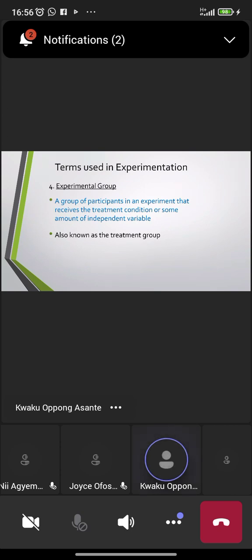We look at the first level of variation of the independent variable. In experiments, and just take note, in two groups. Every basic experiment we have two groups. We have experimental group and control group. I want to repeat. Every basic experiment that we conduct has two groups. Experimental group and control group.